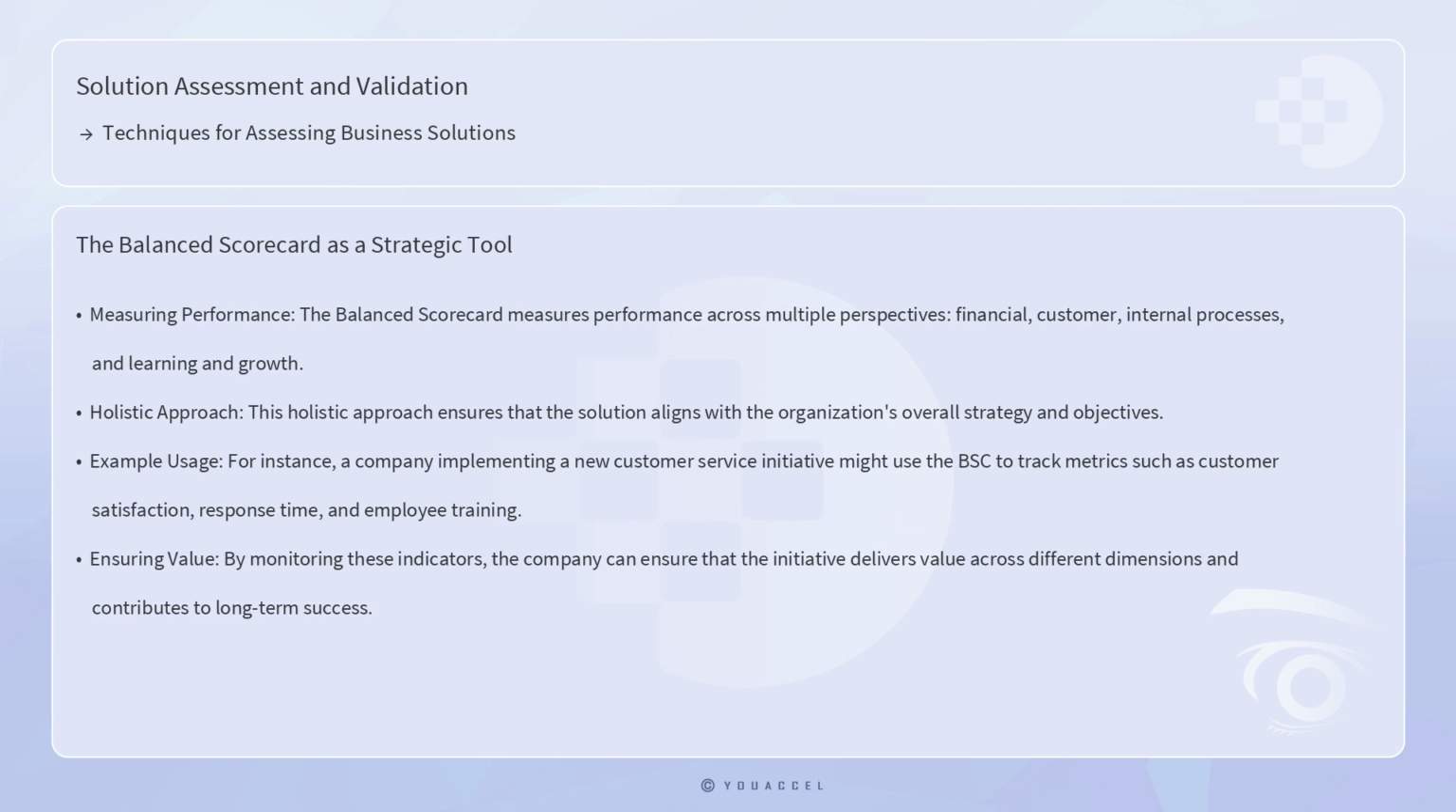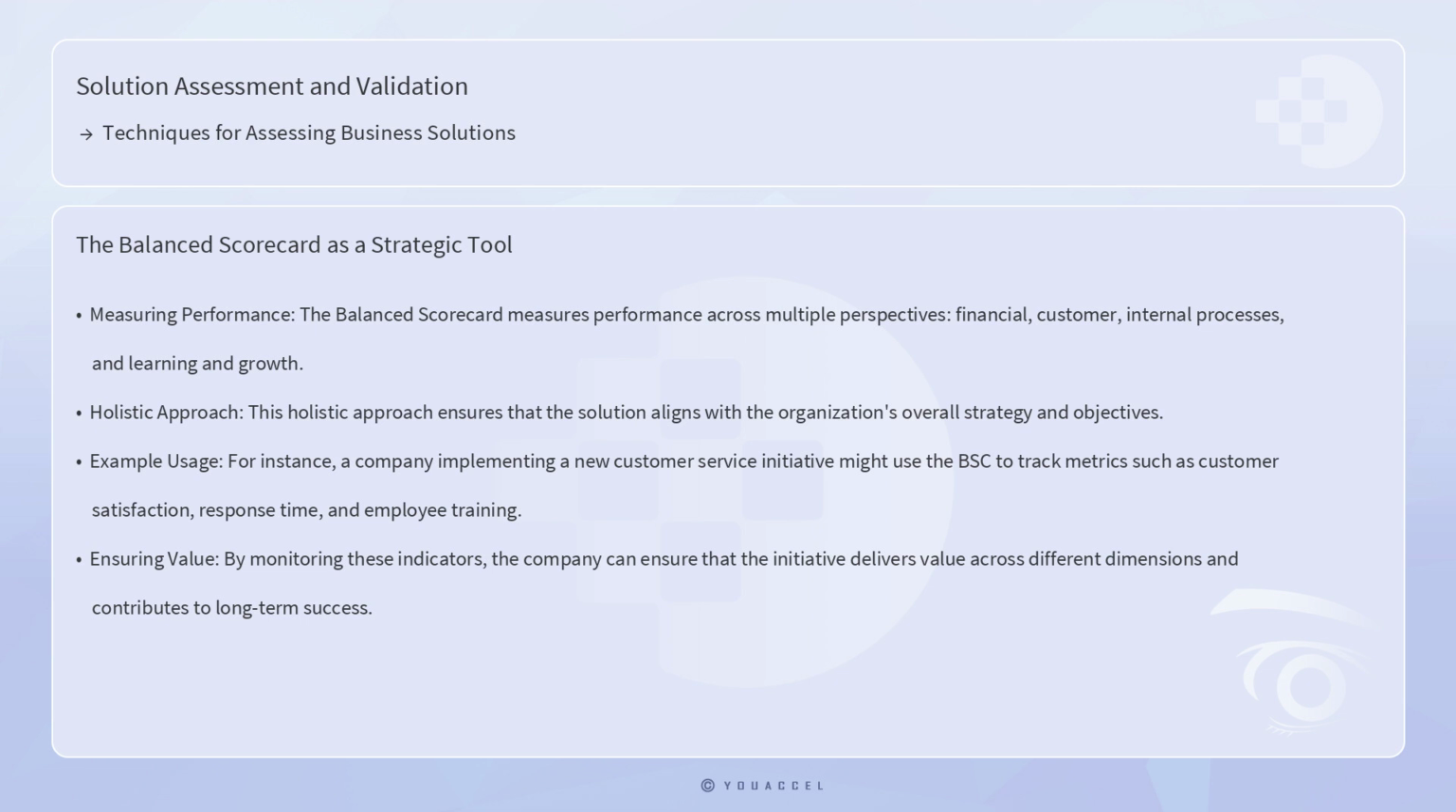The Balanced Scorecard is a strategic planning and management tool that can be used to assess business solutions by measuring performance across multiple perspectives: financial, customer, internal processes, and learning and growth. This holistic approach ensures that the solution aligns with the organization's overall strategy and objectives.